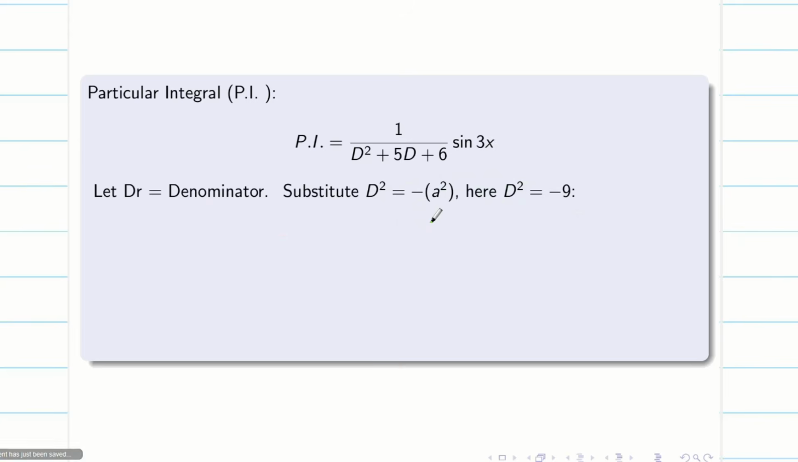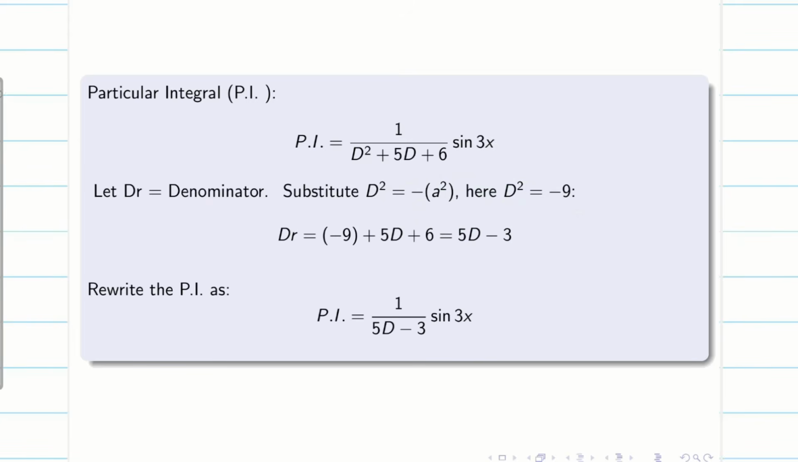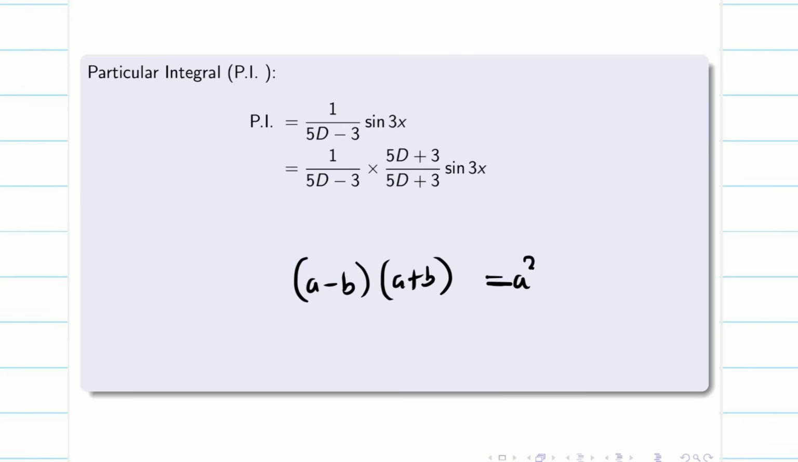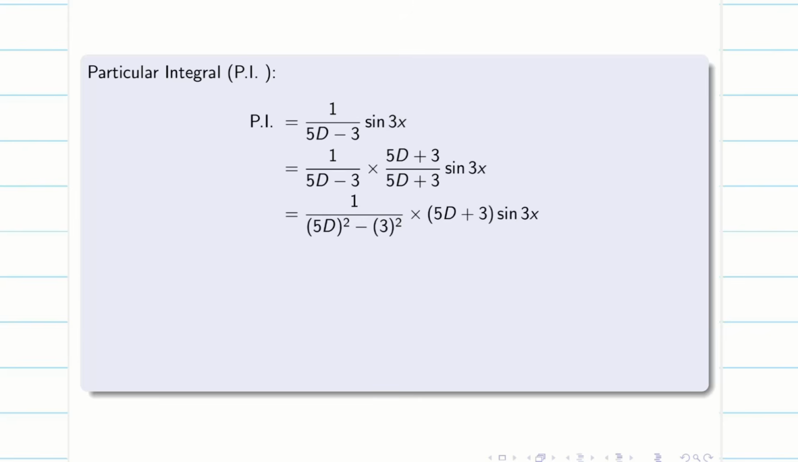So what I'm going to do, let us write the data. My pi is going to be 1 divided by 5d minus 3 into sin 3x. To tally the problem, I need d square in the denominator. But now in the denominator we have d. So let us take the conjugate, 5d plus 3. Multiply and divide by 5d plus 3. We know that a minus b into a plus b formula is nothing but a square minus b square. So 5d minus 3 into 5d plus 3 will become 25d square minus 9 in the denominator. And in the numerator, we have 5d plus 3.